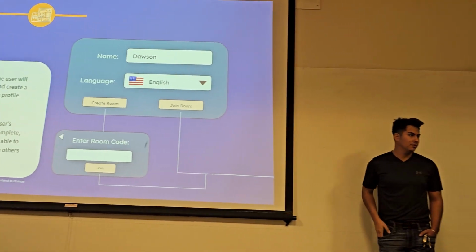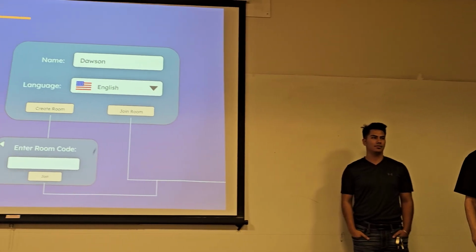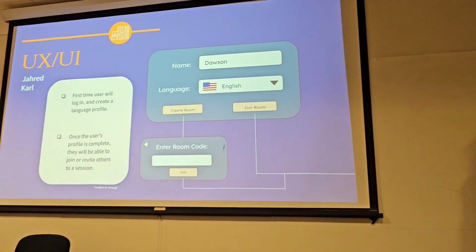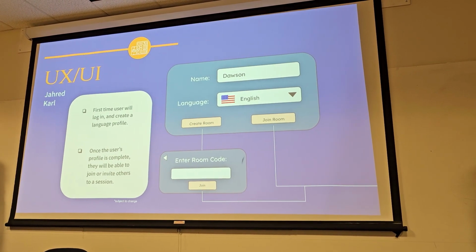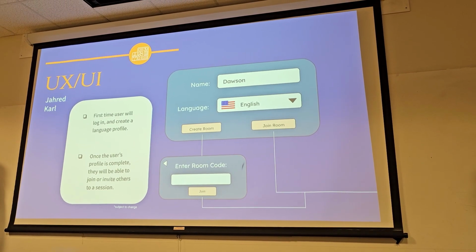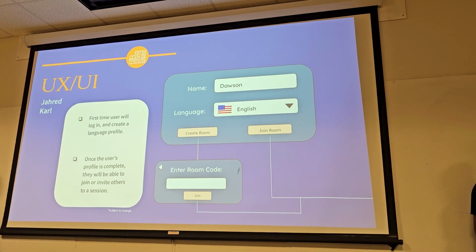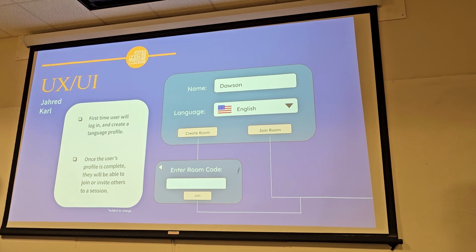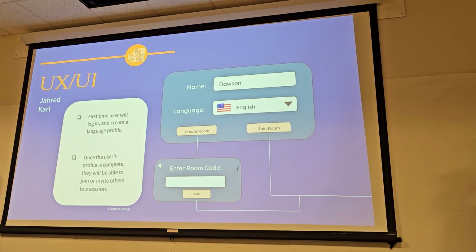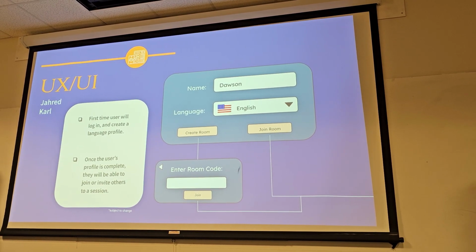All right, my name is Jared, and this is Carl. We're on the UI UX team, and we're going to be walking through what the UI and the user experience is going to look like as we're going through the app. So once the application is launched, you're going to be greeted with this first screen here. In that greeting field, you enter your name, and you're going to create your language profile. So that includes your name, and then there's going to be a little drop-down menu for your language selection. And then from there, you either create a room or you join a room from an existing code.